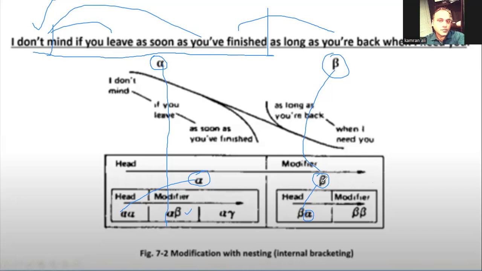Now we see that this beta is the bigger part, taken from here. And this one, when I need you, is also beta, right, of this subpart. So this is this part basically, when I need you. I believe you've understood that. This is really complicated, but once you start practicing, you'll be comfortable with this. Let's still have a look at some more examples here.